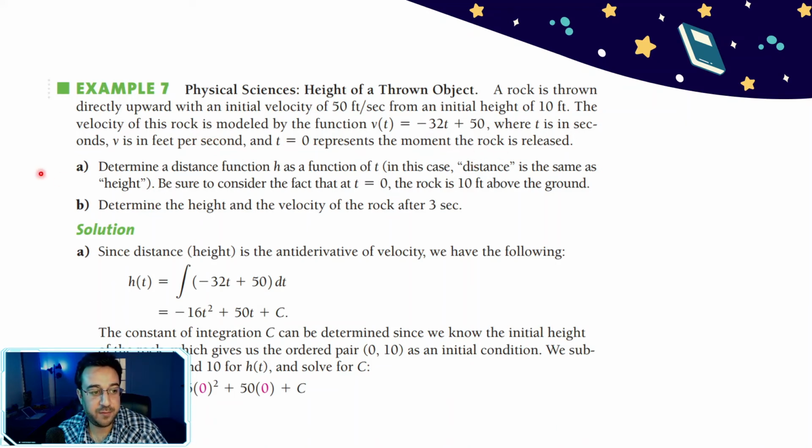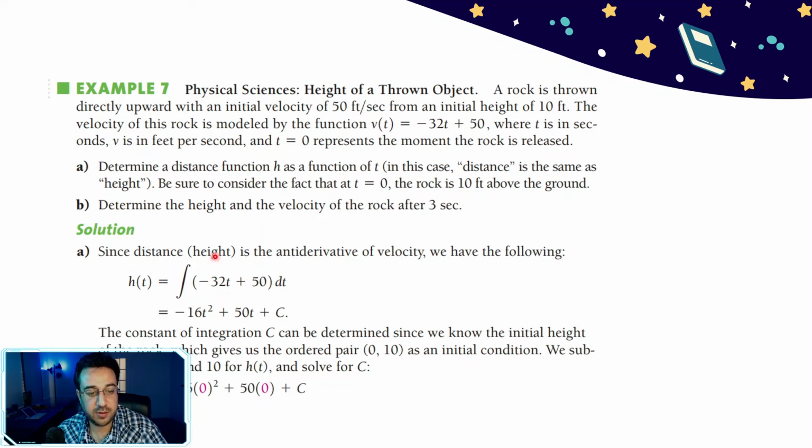So first he asks you to determine the distance function h as a function of t. So you need to find the distance. Distance in this case is the same as the height, of course. Be sure in this case to consider the fact that at t equals 0, the rock was 10 feet high, or 10 feet above the ground.